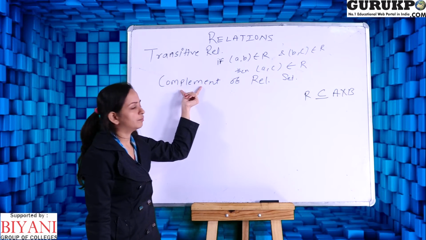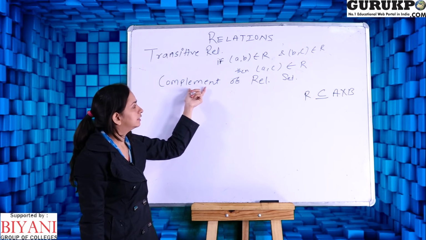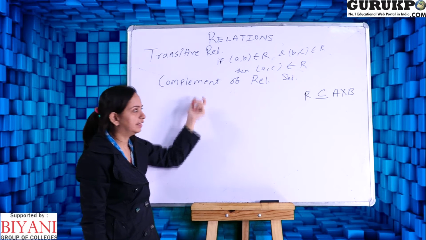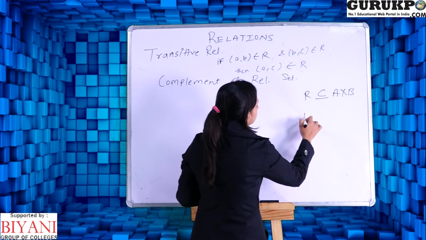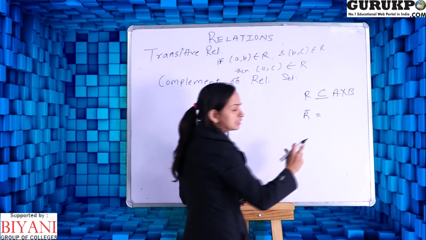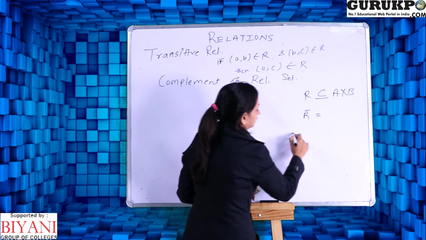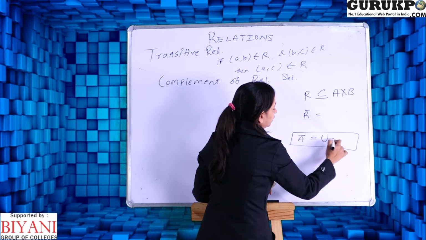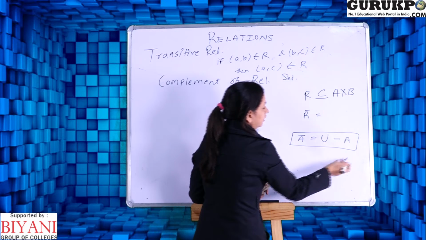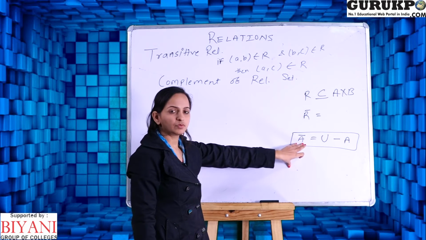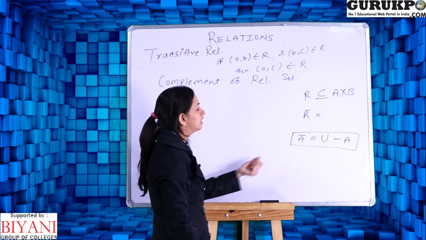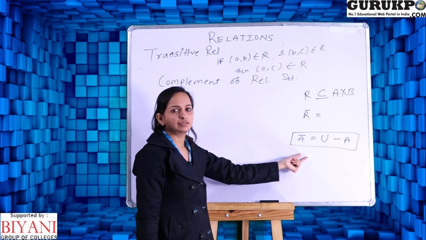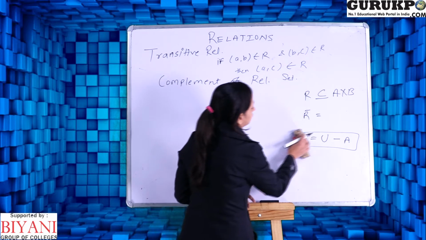And what is the complement? We have already studied this word in the set chapter. We found the complement of a particular set, and the complement of a set is the universal set minus the elements of the set. If I have to find the complement of set A, what will I do? Universal set minus set A. This will give me the complement of the set. That means the elements which are not present in my set are in my complemented set. So the same definition applies to the relation.